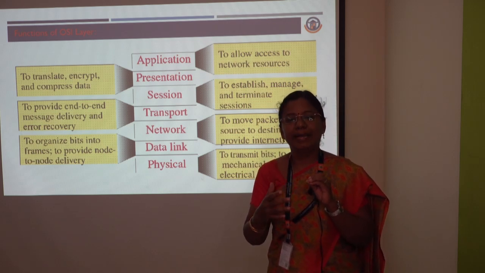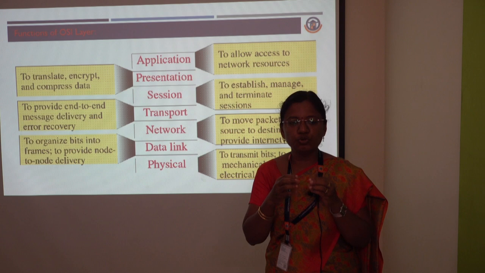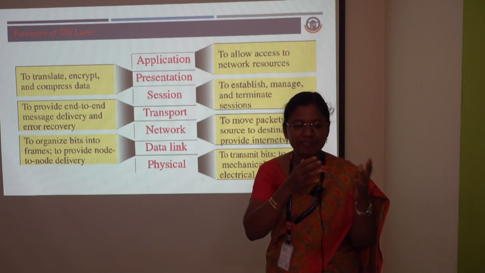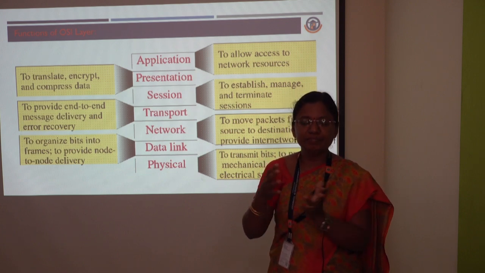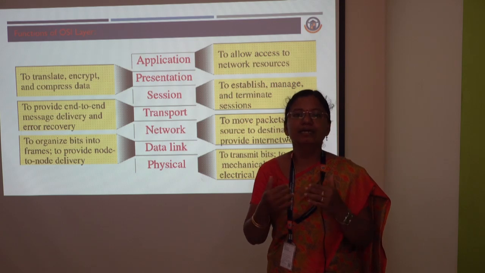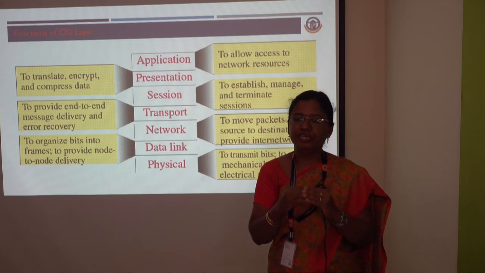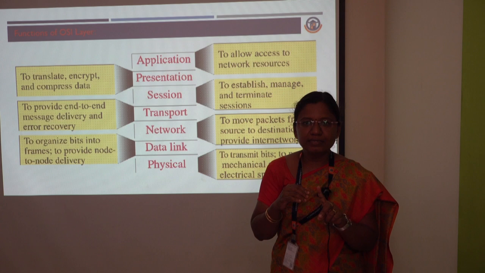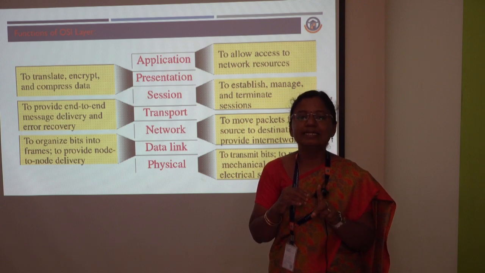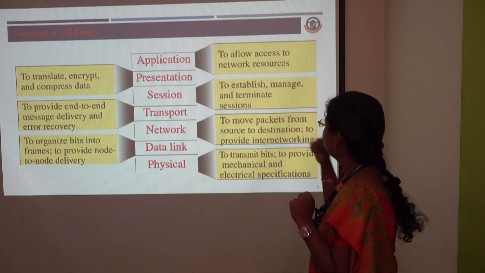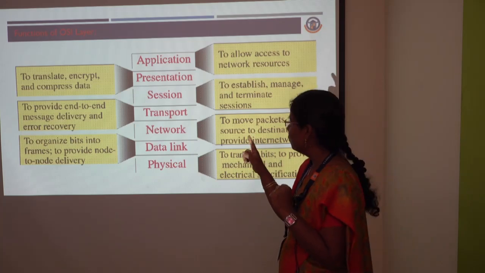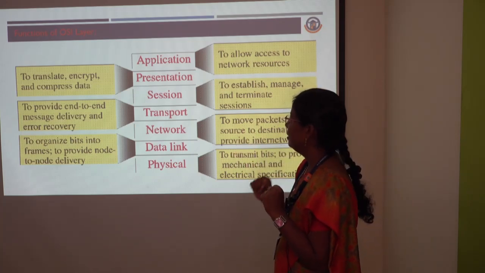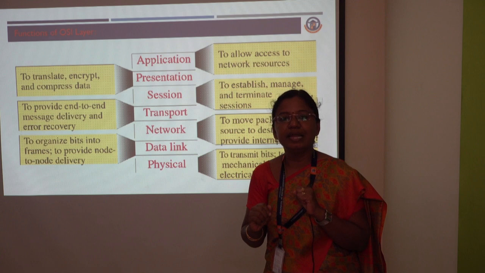Source to destination delivery means that when device A wants to communicate with device B, A and B are called the source and destination. So the network layer is responsible for source to destination delivery. And the transport layer is responsible for end-to-end message delivery and error recovery.